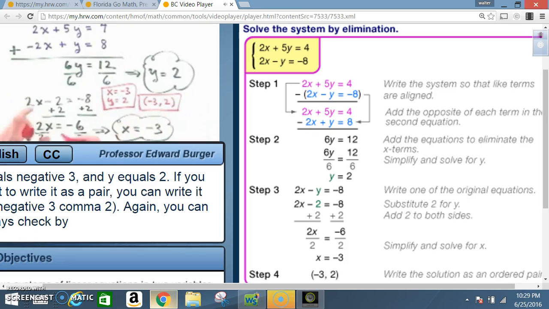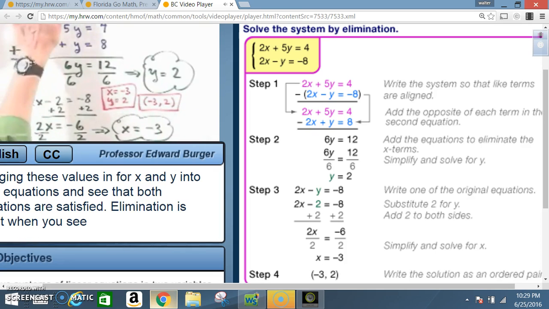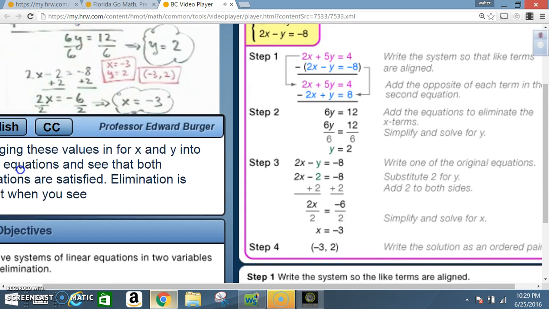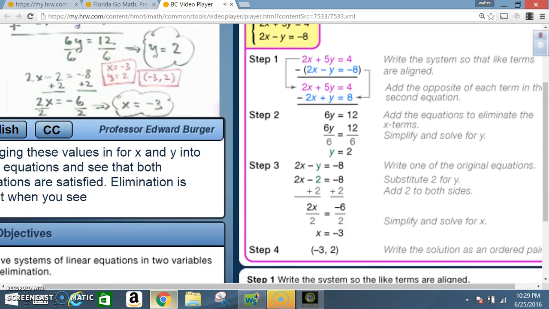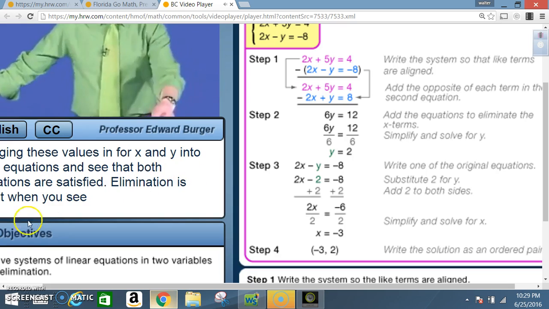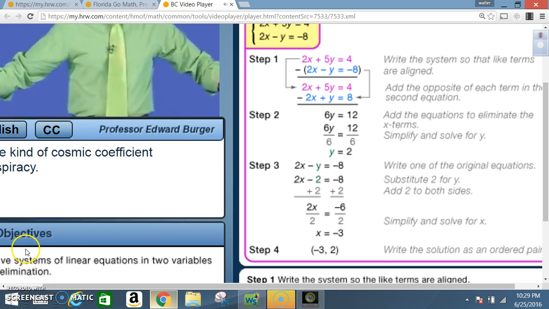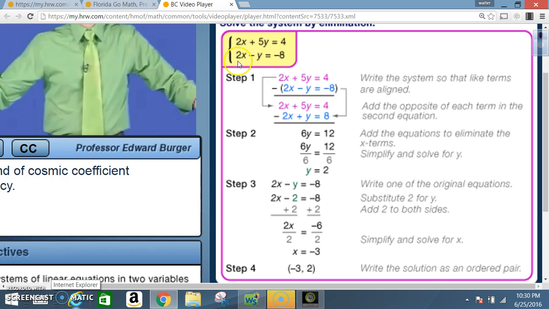And again, you can always check by plugging these values in for x and y into both equations and see that both equations, in fact, are satisfied. So elimination is great when you see some kind of cosmic coefficient conspiracy. Okay, now let's take a second look for those of us who might be confused.